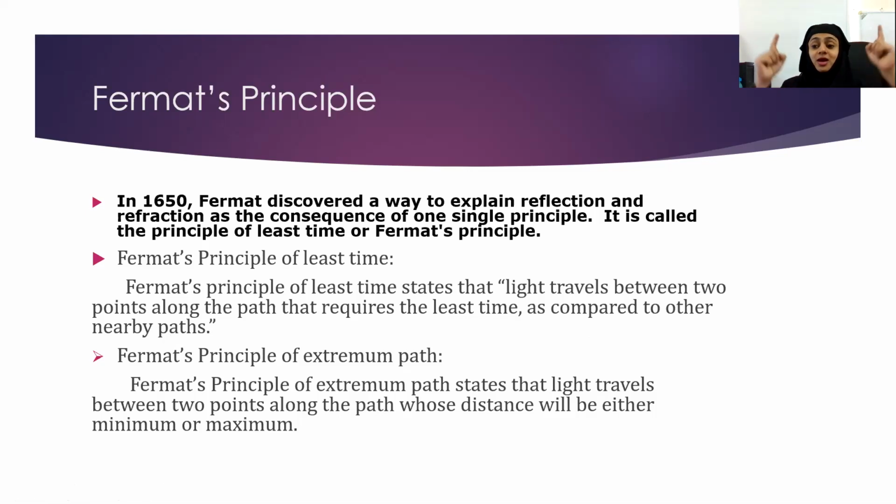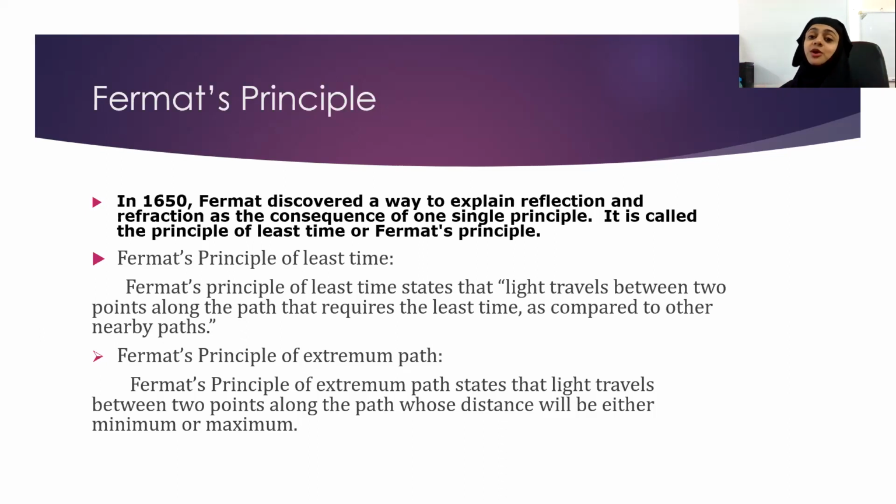The shortest distance between these two points is a straight line, right? Will the light travel like this and reach here? No. Will the light travel all this way and reach here? No. Light will always travel in the straight path. What do you call that?